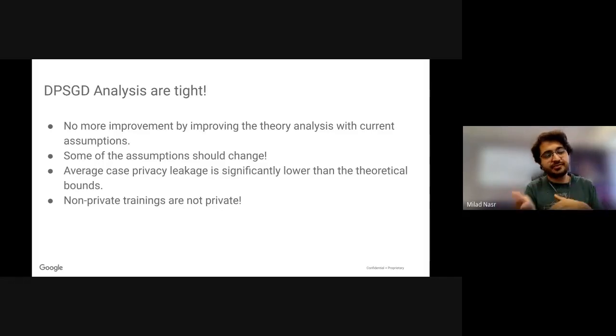And we saw that the average case privacy leakage is much lower than the theoretical one, and the worst case that the theoretical one assumes. And we saw that non-private training is not private, which is not surprising, but at least we have some empirical evidence that that's true. So with that, I conclude my talk.